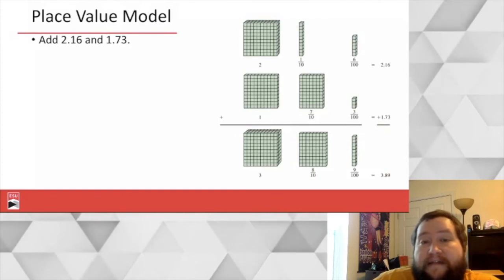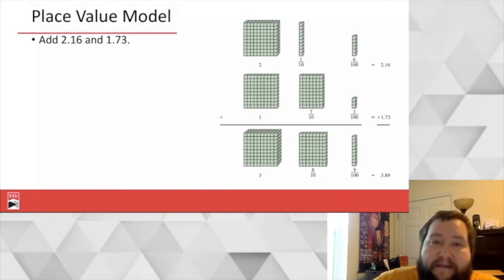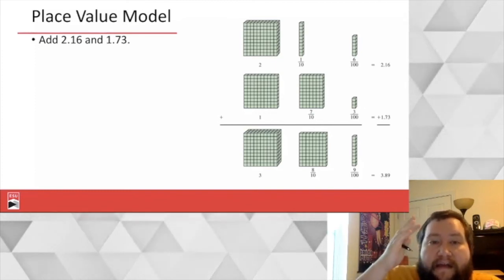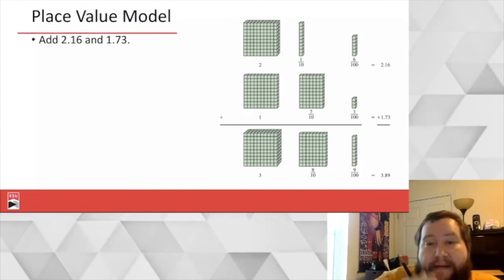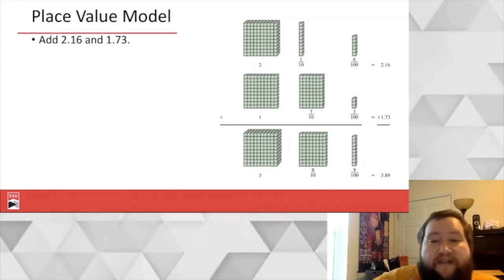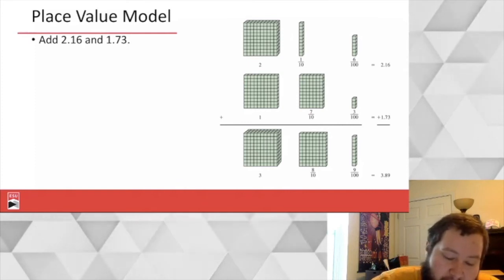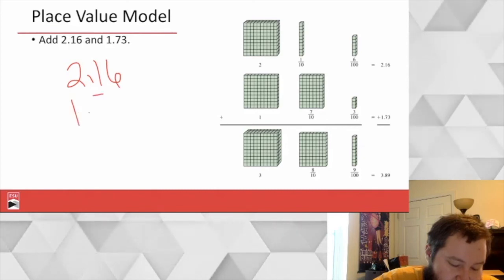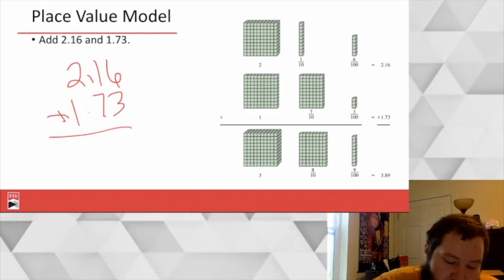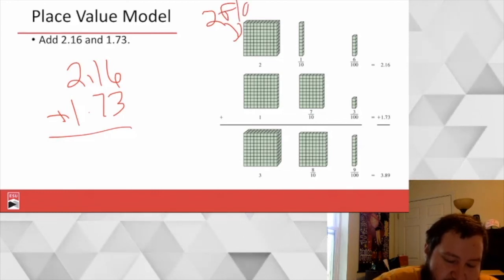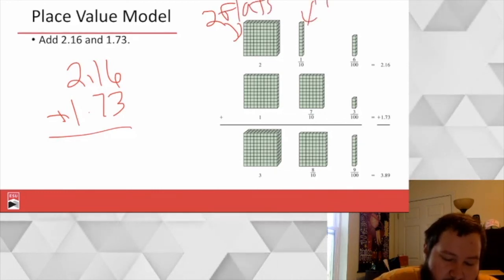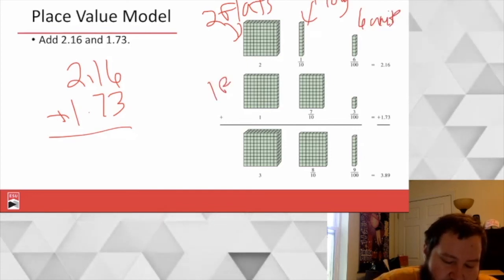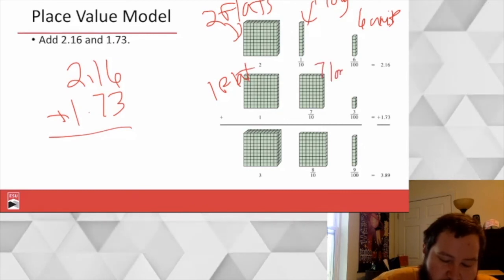And notice the really close connection between this and the previous, where it starts to point out, oh look, if we have wholes, tenths, and hundredths, we can just add down by place value, just like we added ones, tens, and hundreds in addition of whole numbers. So if we have 2.16 plus 1.73, we have 2 flats, which here is standing as our whole. We have 1 long and 6 units. And then we have 1 flat, 7 longs, and 3 units.